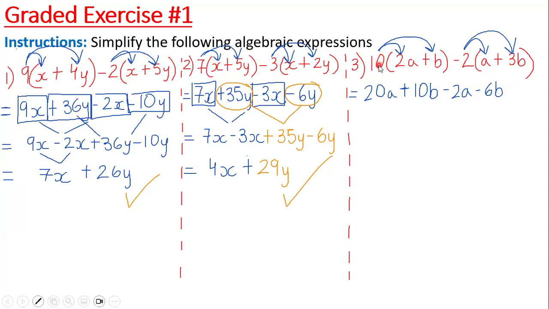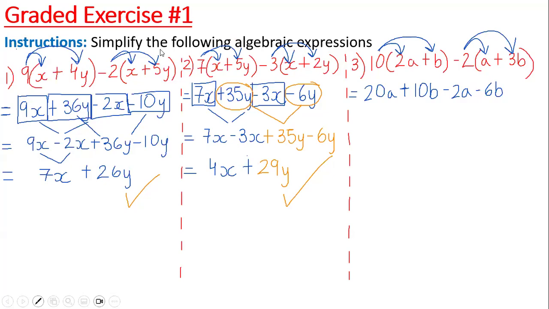So, 10 times 2a is what? 20a. 10 times b is 10b. Good. Negative 2 times a is what? Negative 2a, yes. And then negative 2 times 3b is going to be what? Negative 6b. You understand that so far? Yes. Good. Now let's group them.